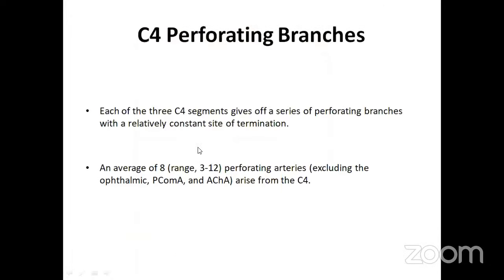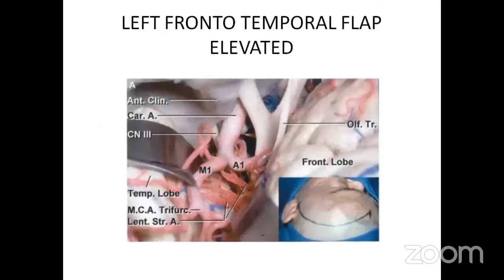So the perforating branches of the ICA supraclinoid segment: each of the three C4 segments gives off a series of perforating branches which have constant sites of termination. On average, there are 8 perforating arteries and they range from 3 to 12, excluding the ophthalmic, posterior communicating and anterior choroidal arteries that arise from the C4.